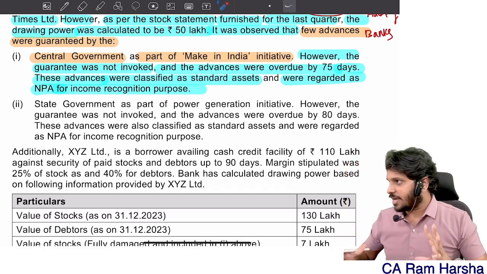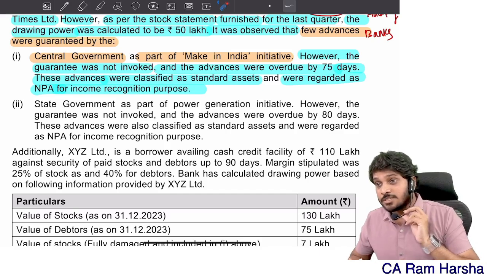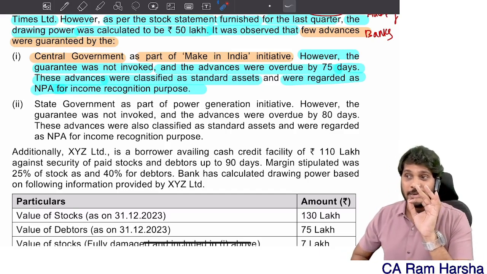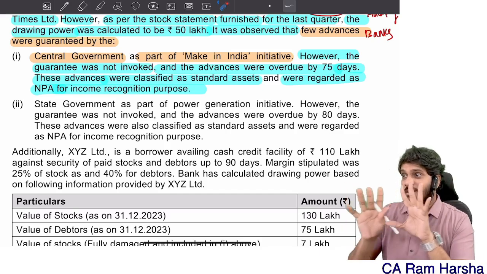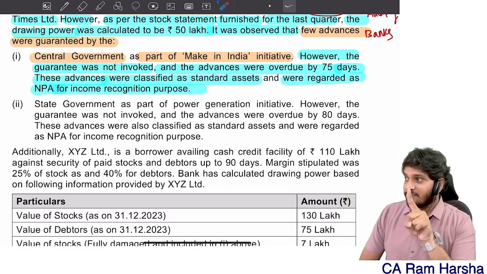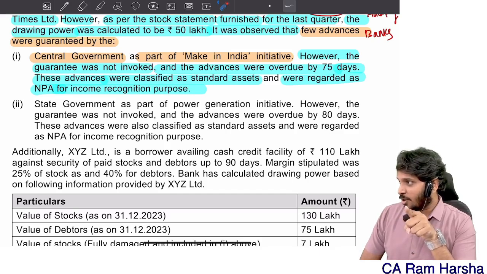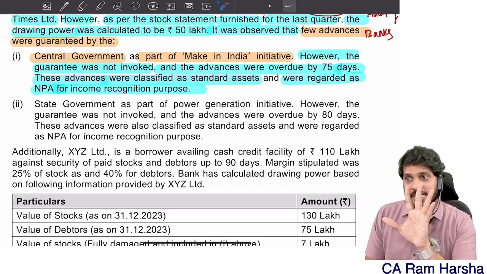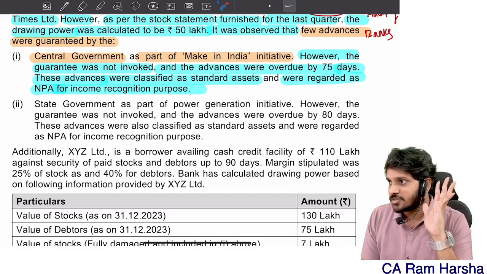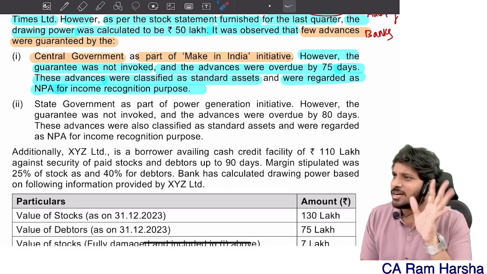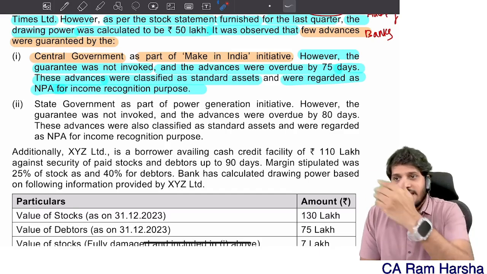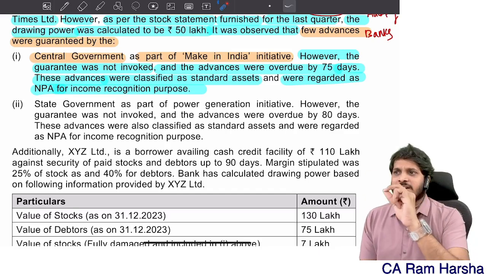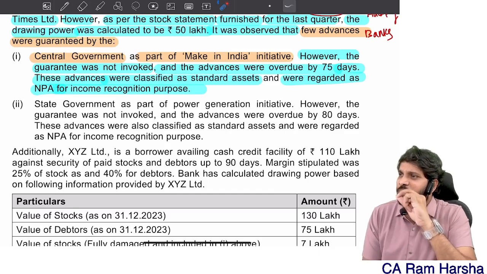So this is the normal NPA norm. There are special NPA norms. If at all advances were guaranteed by the central government, the 90 days logic and all, we don't apply. If the guarantee is there from the central government and it is not revoked or invoked, we will classify that guaranteed advance as a standard asset, even though the default is more than 90 days or less than 90 days, doesn't matter. Well, now tell me, when we gave a loan, how will the banker recognize interest on the loan? Cash basis, accrual basis?